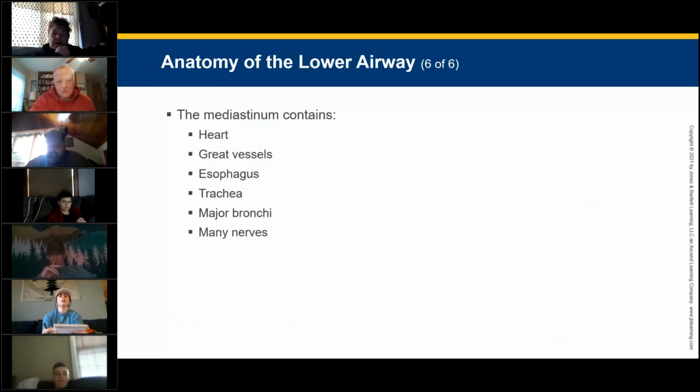So the mediastinum is the area that's between your two lungs. In that area, you have your heart, the great vessels, the esophagus, your trachea, your major bronchi, and a whole bunch of nerves. The phrenic nerve is found in the thorax, and the phrenic nerve is what actually allows your diaphragm to contract, which is necessary during your breathing.